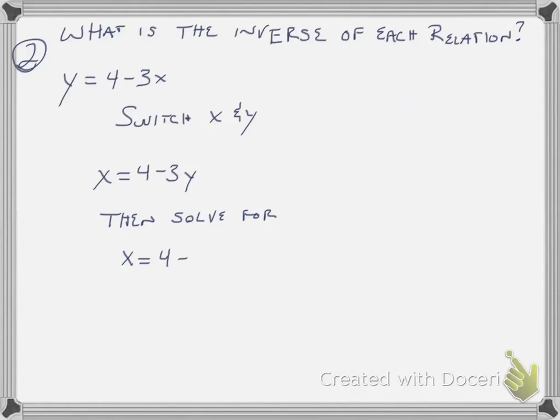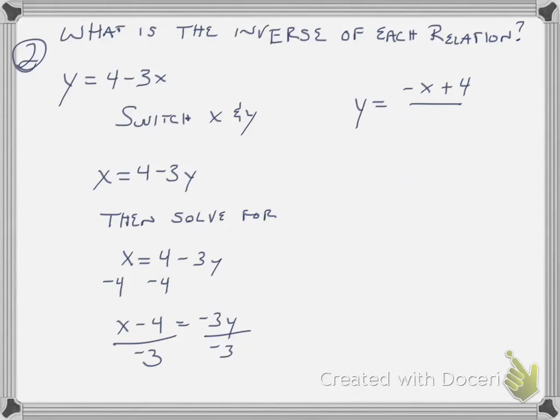So I have to first subtract 4. So I have x minus 4 is equal to -3y. Divide by -3. And I can't leave that negative in the denominator. So it's going to become y equals, and I get -x plus 4 all over 3. Okay, you could also split it up: -x over 3 plus 4 over 3. You could have it like that. This is fine though.